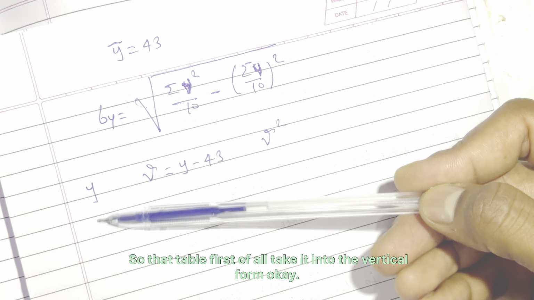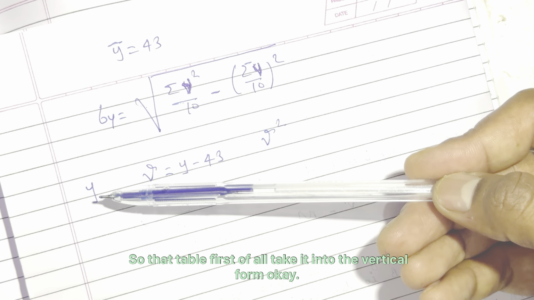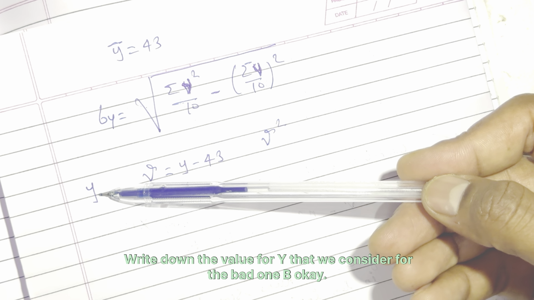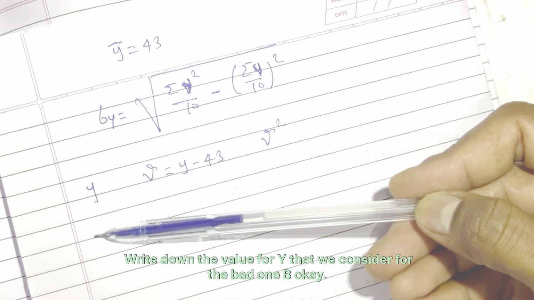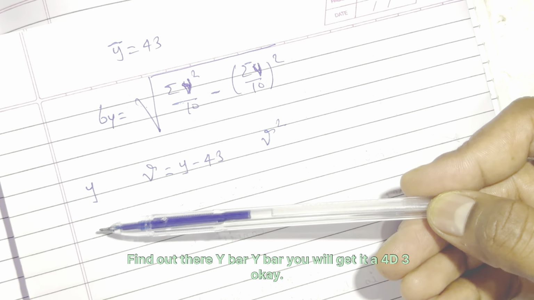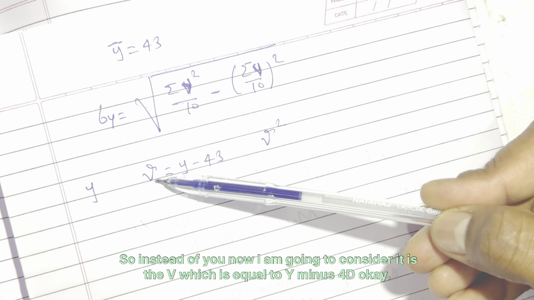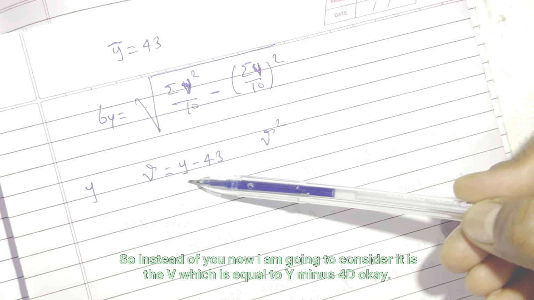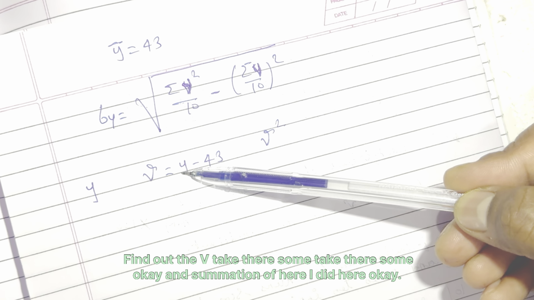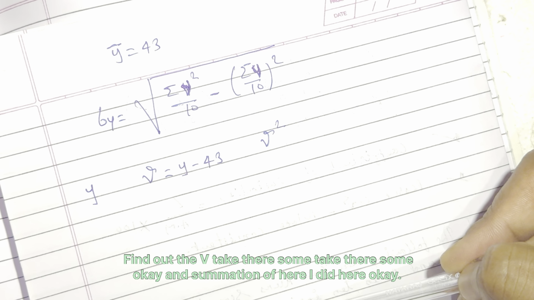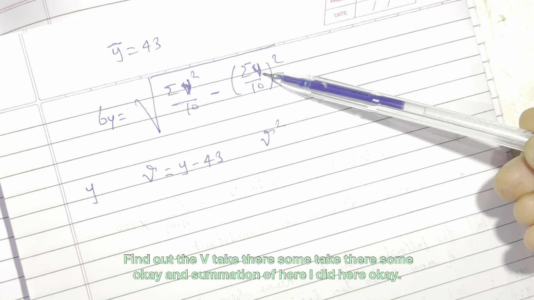So that table, first of all take it into the vertical form. Write down the value for y that we consider for the batsman B. Find out their y bar, you will get 43. So instead of u, now I'm going to consider v, which is equal to y minus 43. Find out the v, take their sum, and the summation of v, write it here.